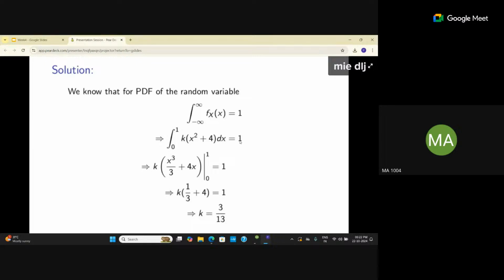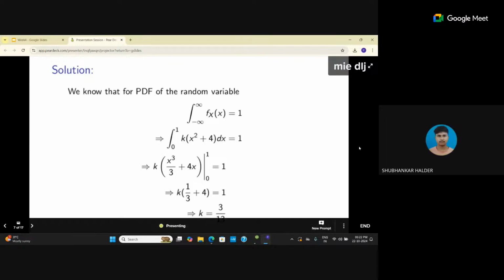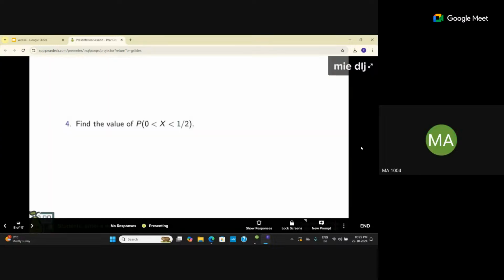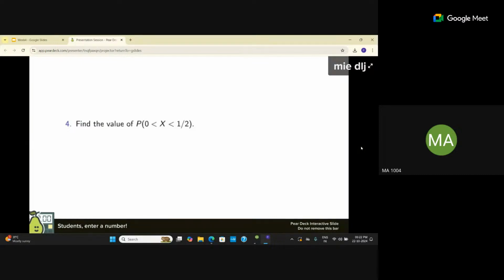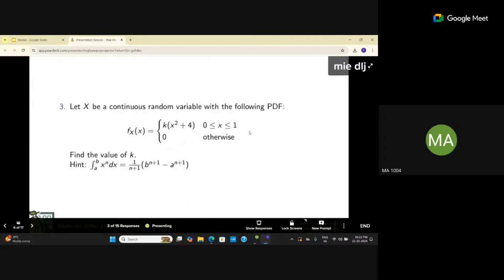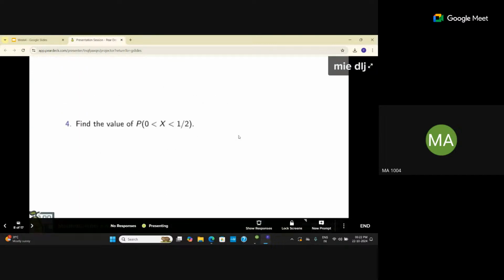So do you all know how we integrate this function? Yes, ma'am. This is a basic function. Okay, everyone knows it? Or anyone have any doubt? No, ma'am. Okay. The value of k will be 3 by 30. Yeah, so the next question is, here you have to find the probability that x is taking value between 0 to 1 by 2. Okay. And the PDF is this. Okay, you have to use this PDF and you have to calculate this probability.